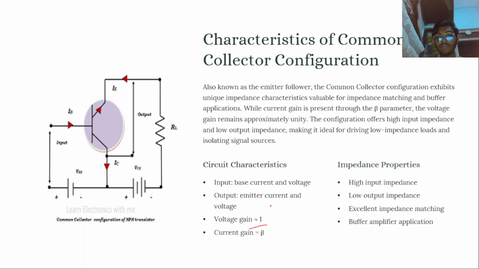Next, the configuration has high input impedance compared to the common emitter configuration and low output impedance, making it ideal for driving low-impedance loads and signals. Circuit characteristics: input base current and output emitter current. As I said, the voltage gain is approximately equal to 1 and the current gain is beta. Impedance properties: it has high input impedance and low output impedance, and it is also used as a buffer amplifier.